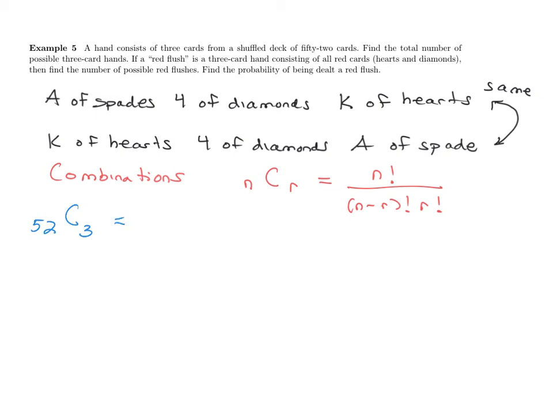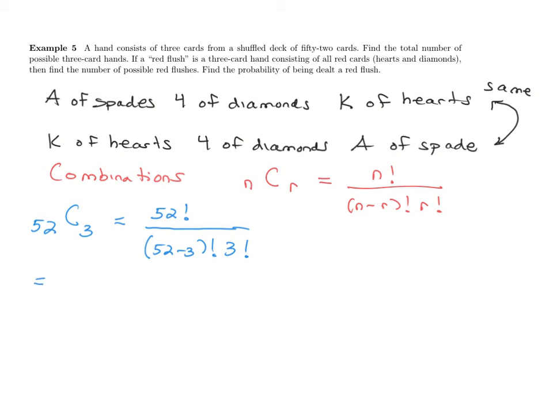I can now put this information directly into the formula. This is 52 factorial, which is an enormous number. That is divided by 52 minus 3, and then we take factorial of that, and then we divide by 3 factorial as well. Okay, we want to simplify this thing.